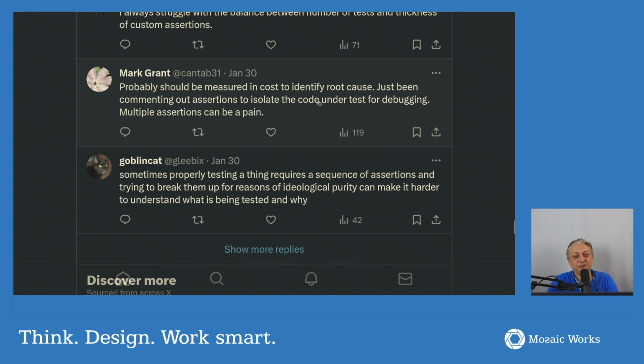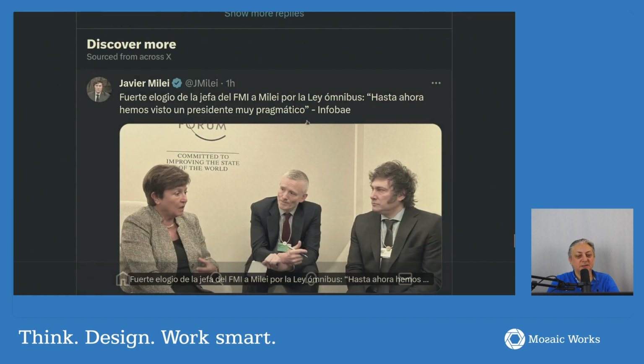And then another interesting comment by Mark Wren: probably should be measured in cost to identify root cause. Just been commenting out assertions to isolate the code under test for debugging. Multiple assertions can be a pain. Now, this is correct. Although, to me, this is, once again, a symptom of not writing the correct or the best message for diagnosis in the assert. So, and this is about it.